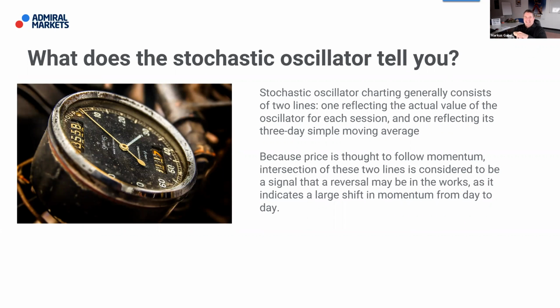That's true. So let's go a step further. Stochastic oscillator charting generally consists of two lines: one reflecting the actual value of the oscillator for each session, and one reflecting its three-day simple moving average. But you should use the general settings of this oscillator. I will show you. Because price is thought to follow momentum, intersections of these two lines are considered a signal that a reversal may be in the works, as it indicates a large shift in momentum from day to day.